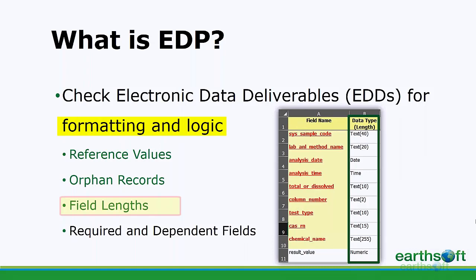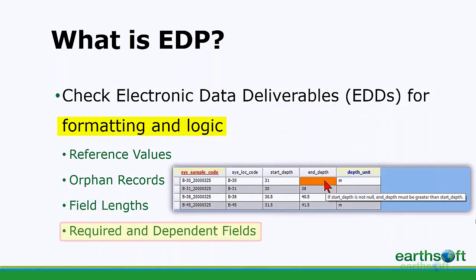The next check that EDP will run will be field lengths and other database rules. So not only the length of each field, but the actual field type. If it's a date field, a time field, if it's varchar, if it's numeric, EDP will check and enforce those rules to make sure that the data deliverable conforms to those database rules before it lets the data into EQuIS. It's important to note here that you see in this example, for instance, sys sample code is a varchar field with 40 characters. You can actually customize these field lengths to meet the needs of your specific project and your specific EQuIS database. They just can't exceed the maximum field length for each field in EQuIS.